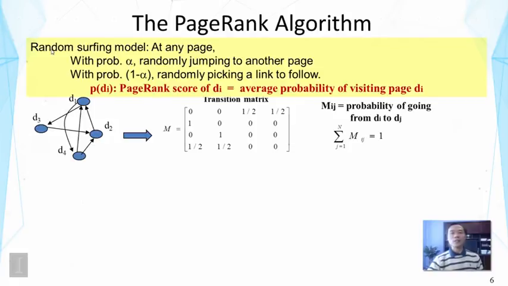Now intuitively, this would basically capture the in-link count. Why? Because if a page has a lot of in-links, then it would have a higher chance of being visited, because there will be more opportunities for the surfer to follow a link to come to this page. And this is why the random surfing model actually captures the idea of counting the in-links.